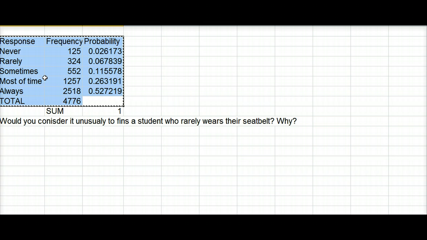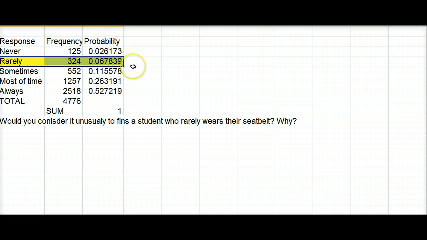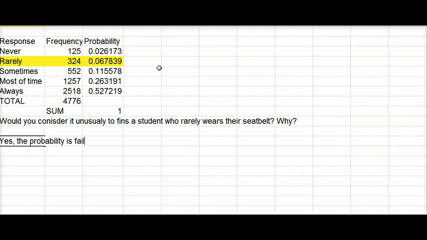The next question we're going to look at is, would you consider it unusual to find, sorry about the typo there, a student who rarely wears their seatbelt? Why? So I'm going to go up to the rarely portion. The probability is 0.067, or approximately 7%. So I'd say that's pretty rare. Less than 10% of students claim they rarely wear a seatbelt, so I'd probably say yes. The probability is fairly low.